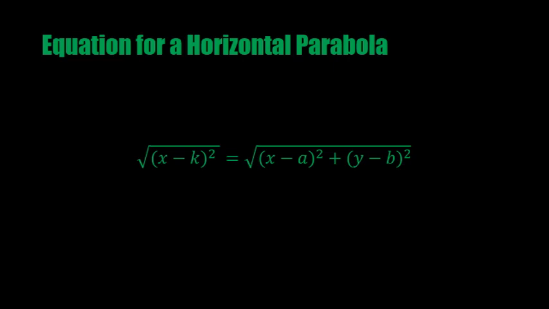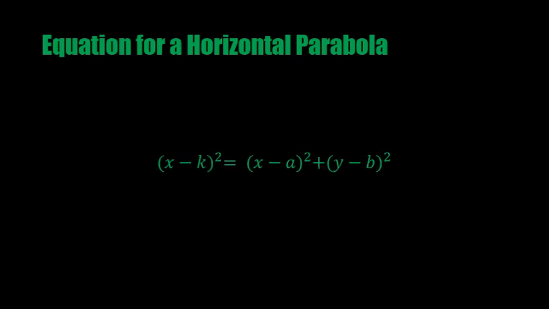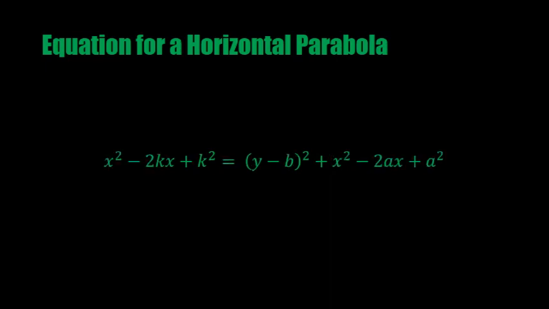Since both sides do contain an x, we want to get an x on the left side, so we're going to go ahead and square both sides. So now we have (x minus k) squared is equal to (x minus a) squared plus (y minus b) squared. Since (y minus b) squared is not going to change if we expand it or not, we're just going to keep it as (y minus b) quantity squared, as we did in the first one with (x minus a) squared. But this time we're going to expand the (x minus k) squared, and we get x squared minus 2xk plus k squared is equal to x squared minus 2ax plus a squared plus the (y minus b) quantity squared.